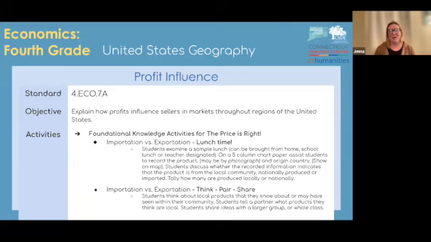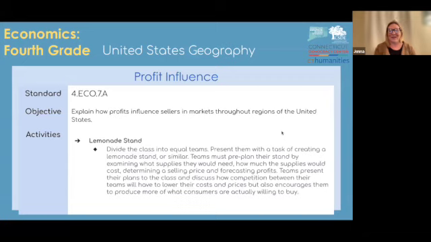pair, share, right? So students can think about local products that they know about or may have seen within their community. And students can then tell their partner what products they think are local. Students would then share their ideas with a larger group or whole class. And one of the next ones is called lemonade stand.